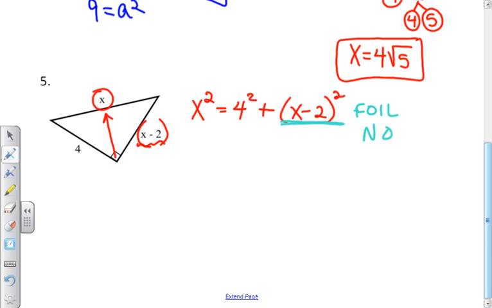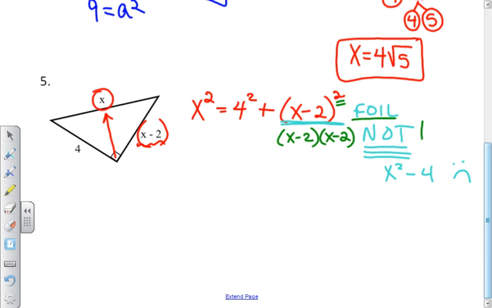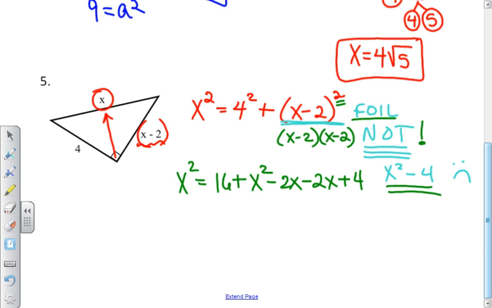This is not, big algebra error right now, it is not x squared minus 4. That is a big boo-boo. You don't want to do that. This literally, remember, is x minus 2 times x minus 2, because that's what squared means. Okay, so you don't want to do that. So I have x squared is equal to 16 plus first two terms, outside terms, inside terms, last terms. See how different that is from that?